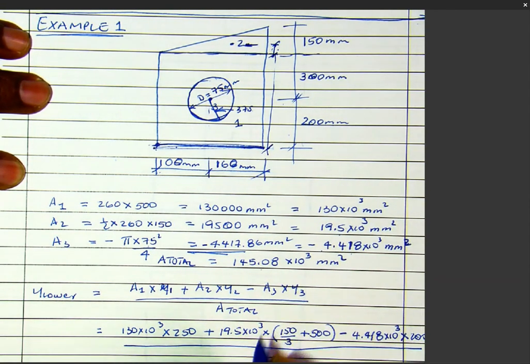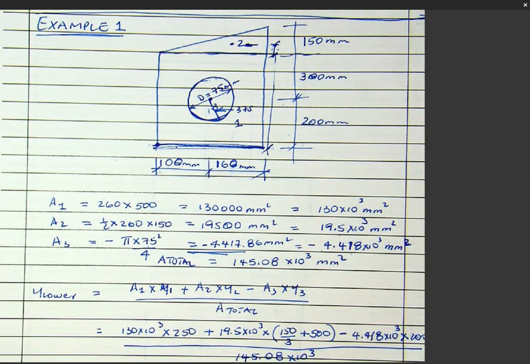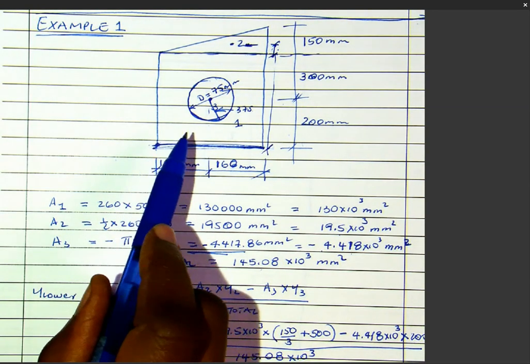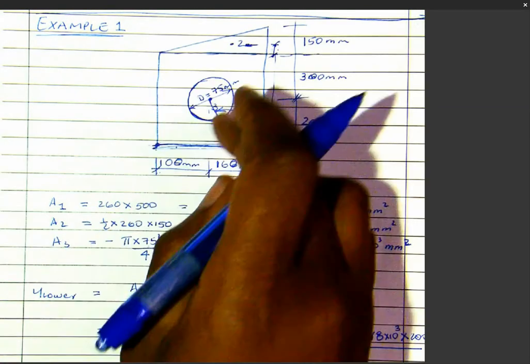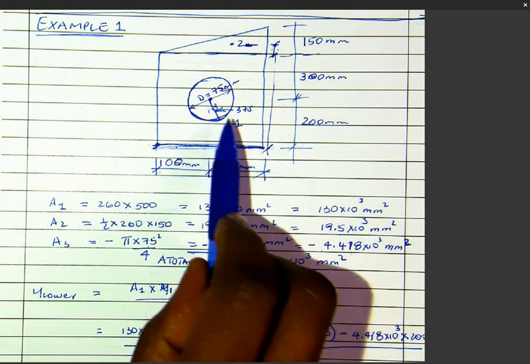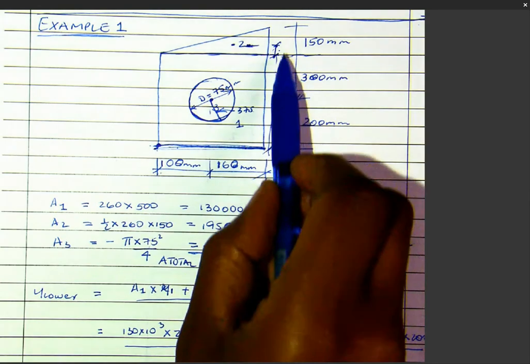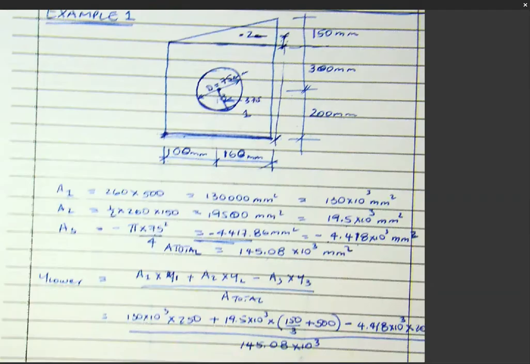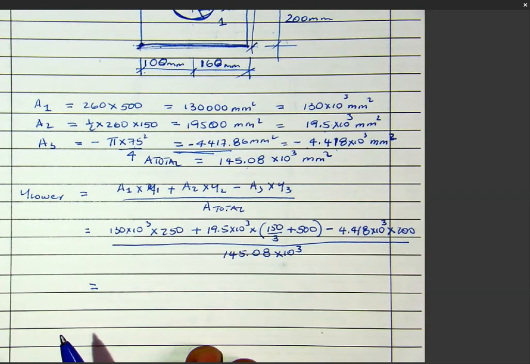Then you divide that by the total area. What is the total area? 145,08 times 10 to the power 3. Then you've got a distance from the bottom to the center of the combined area, not the center of this area or the center of that. Your distance is from the bottom to the center of the combined area. Okay, so you can punch your calculator and get that distance.